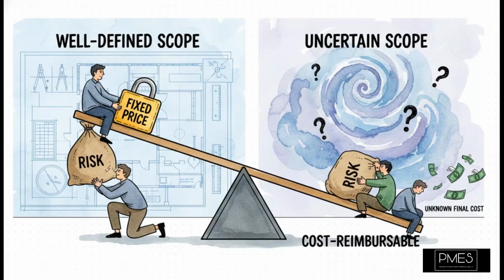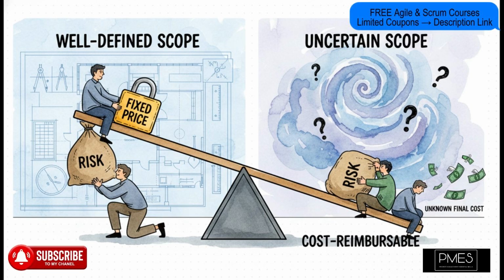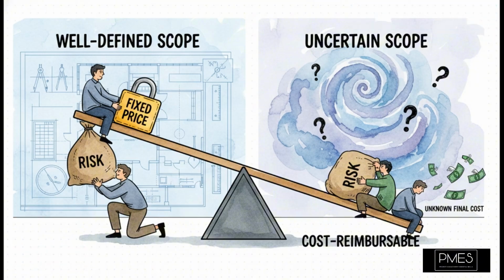And this slide, this really nails the whole concept of the risk spectrum. Just look at the inverse relationship here. It's beautiful. On the left, with a well-defined scope, you go with a fixed-price contract. The price is locked. That means the risk of cost overruns sits squarely on the seller's shoulders. The buyer, you can breathe easy. But now look at the right side. When the scope is uncertain, you've got to use a cost-reimbursable contract. The final cost is a giant question mark, so all that risk shifts right over to the buyer. You pay for that uncertainty, but what you get in return is the flexibility to change and adapt.